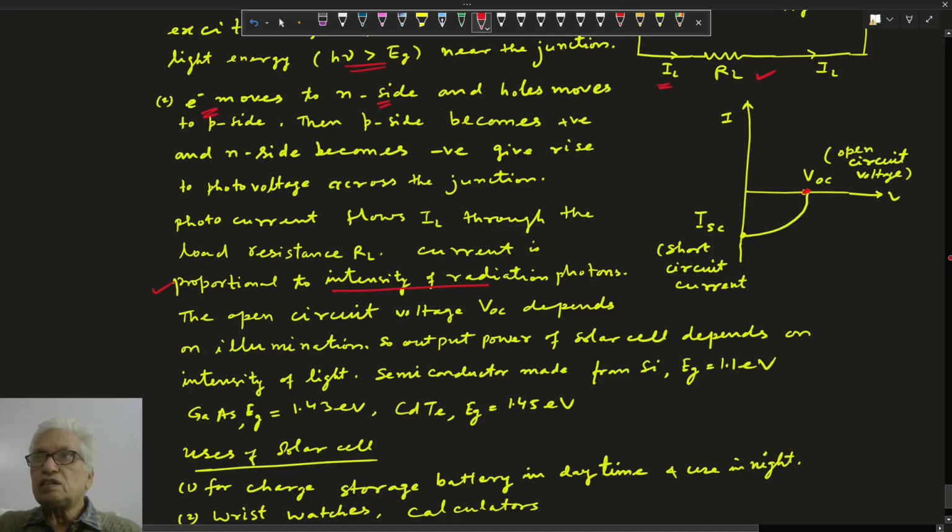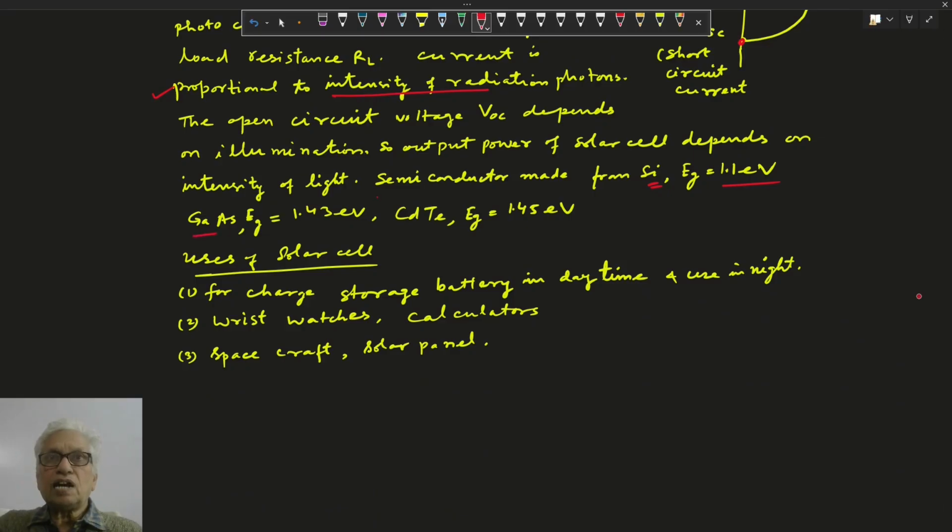This voltage is called the open circuit voltage, and this is called the short circuit current, which is the maximum current that flows here. For a semiconductor made from silicon, the energy gap is 1.1 electron volt; for gallium arsenide the energy gap is 1.43 electron volt; and for cadmium telluride the energy gap is 1.45 electron volt.